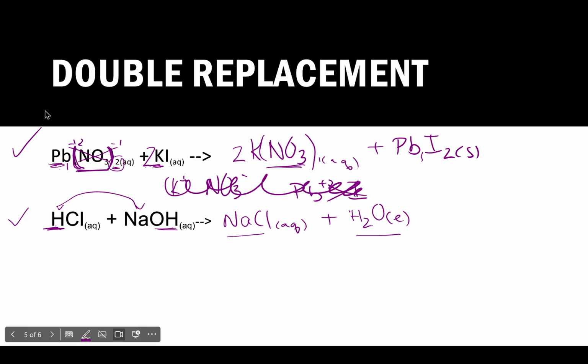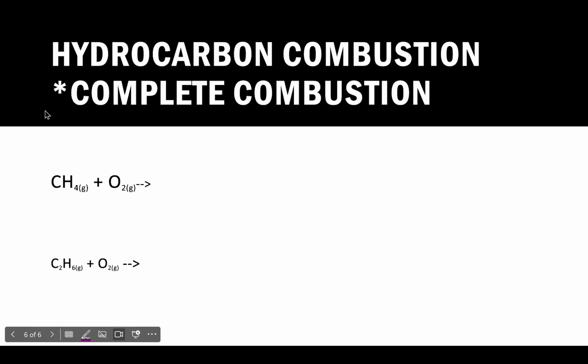The last type of reaction we want to review is hydrocarbon combustion. And in the beginning or your intro levels of chemistry, you only worry about complete combustion, where your products will always be carbon dioxide and water. So as long as you can identify that you have a hydrocarbon in the presence of oxygen, you would know to write carbon dioxide and water as your products. Then you want to go ahead and balance it.